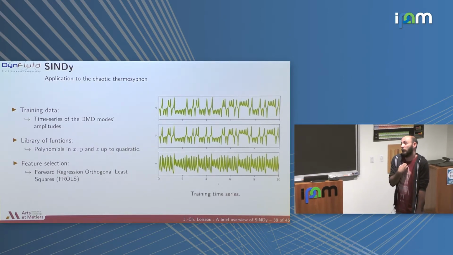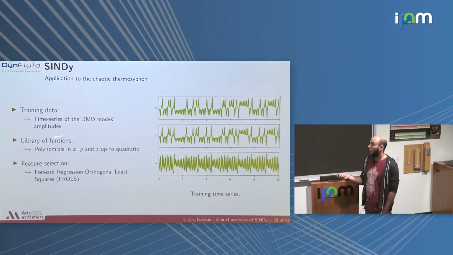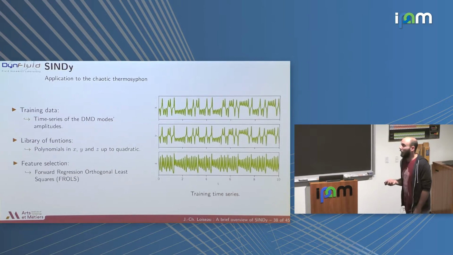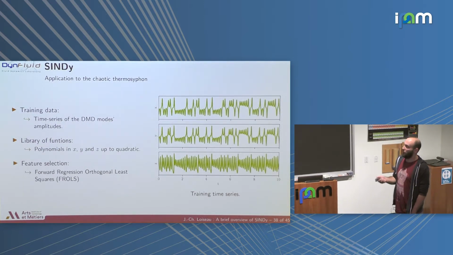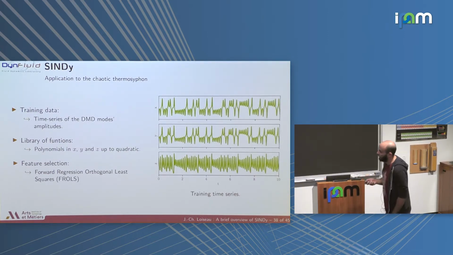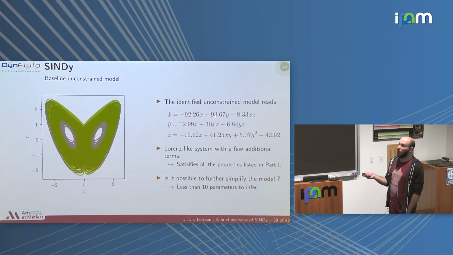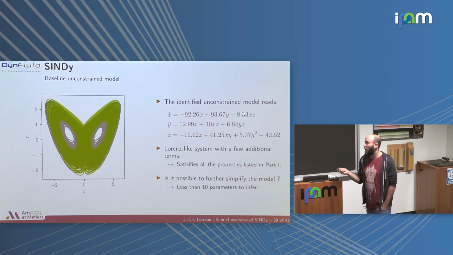Because we make the hypothesis that it's Lorenz-like dynamics, we're going to consider a library of functions that includes up to quadratic terms. And for the feature selection, we're going to use orthogonal least squares for regression because it was easier for me to use. So if we do it, here's the model we get. In red, you have precisely the terms that appear in Lorenz. And we have a few additional terms that do not appear in Lorenz.